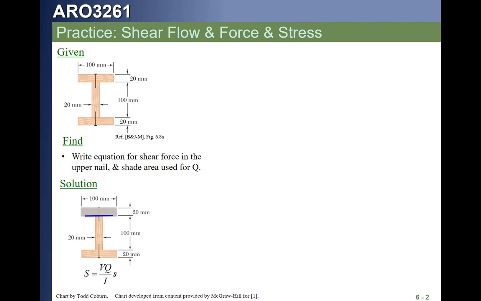Our equation then is VQ over I, that's our shear flow little q, times the spacing gives us the total force per nail. That's how it works. Let's say we now want the shear stress in the section. Where is the shear stress maximum? It's going to be maximum where our Q is maximum, which means at the centroid of the section.